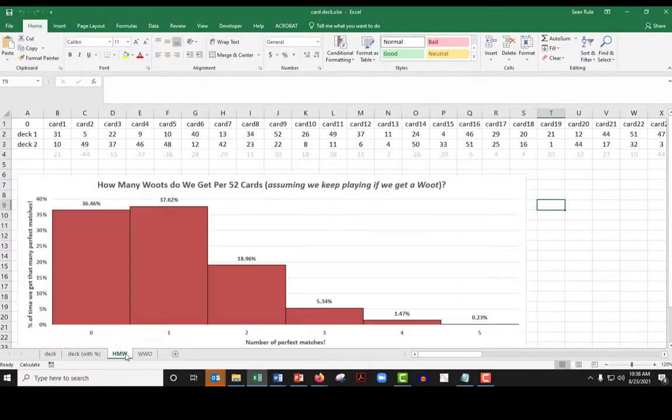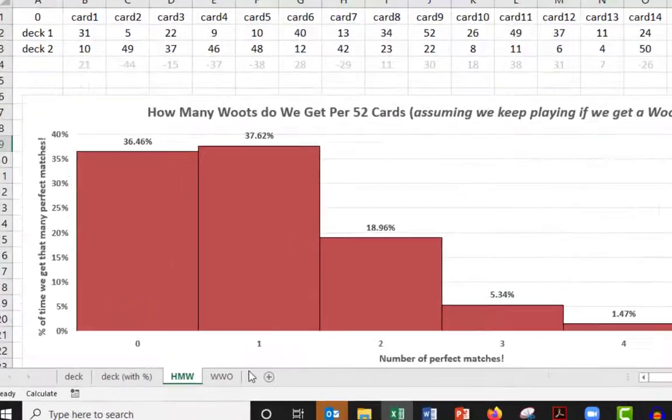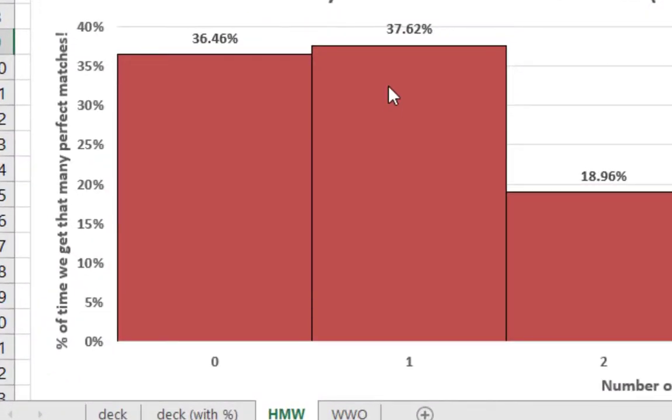I have some other graphs in here that I have them look at too, like how many Woots do we get? How many times do we match? It strikes them as odd, and it struck me as odd when I first saw it, that the chance of getting exactly one matched card is the same as getting exactly no matched cards.